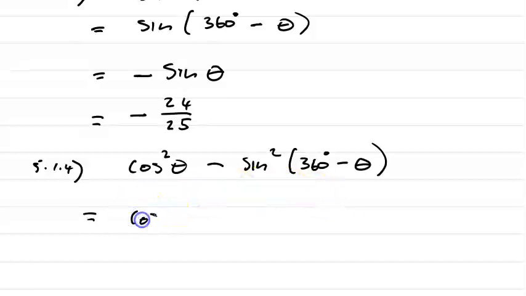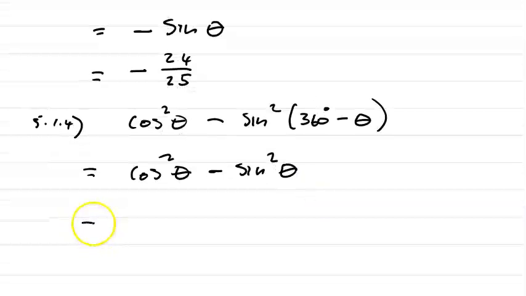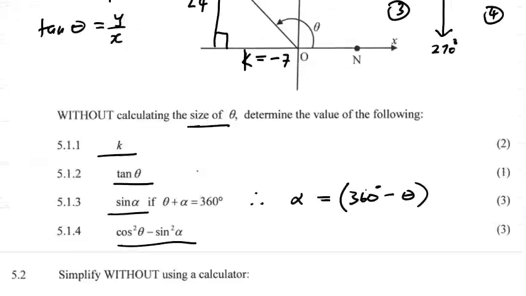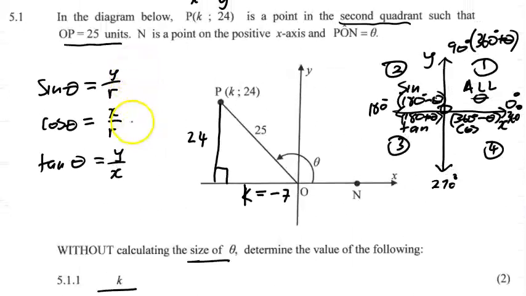Okay, so therefore cos squared theta minus sine squared theta. So that just now leaves me with substitution here. Cos squared of theta. Now what's cos? Cos is x over r, and we've already discussed that one. X over r. So it'll be minus 7 over 25 all squared.